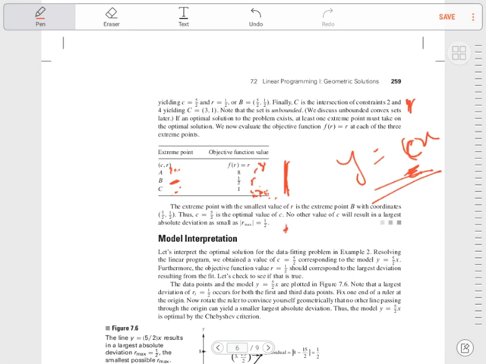So the corresponding C is taken from this point B's abscissa. So 5 by 2 is taken from here. So C equals 5 by 2. So your best fitting curve, the linear curve, is given by y equals 5 by 2 x. So that is what they have given.